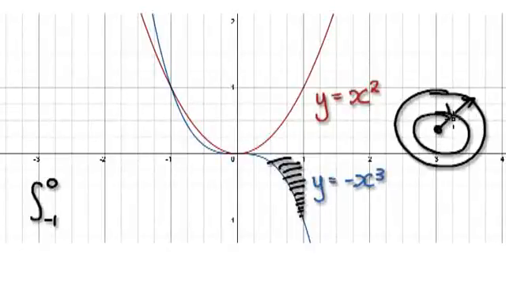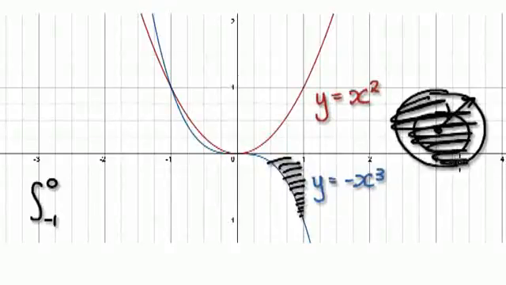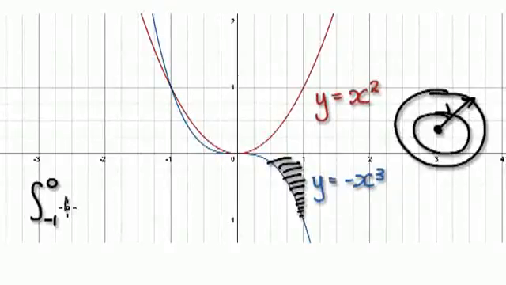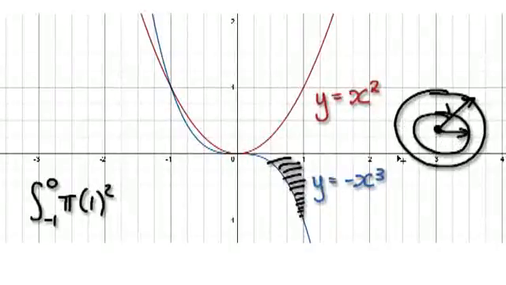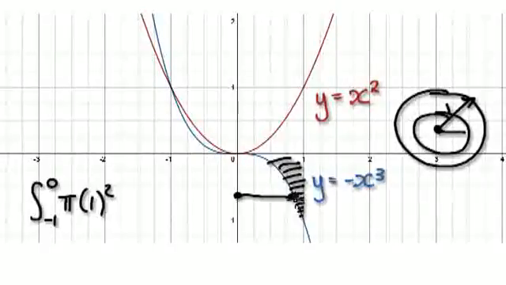This bit here would be 1. So the radius here, from here to here, would be 1. So it would be pi r squared, so pi times 1 squared. The radius from here all the way here is 1. That gives us the area of the big circle. Now we need to take away the area of the small circle.